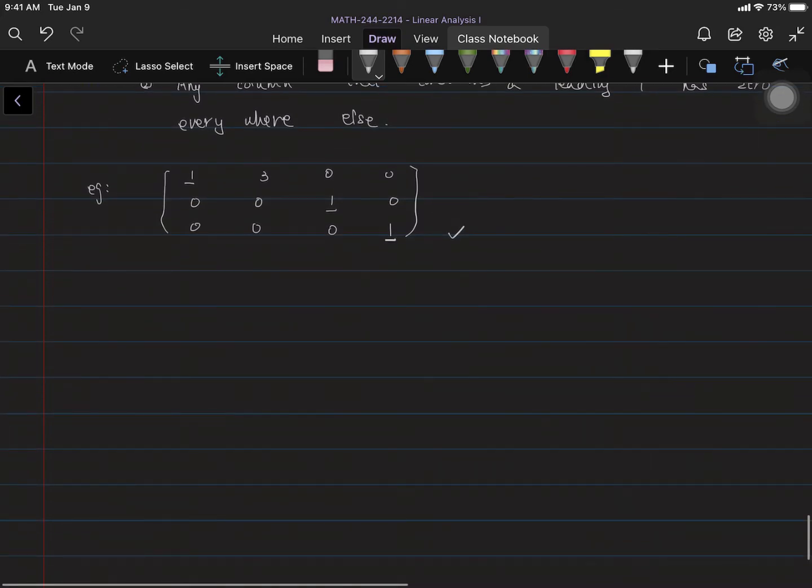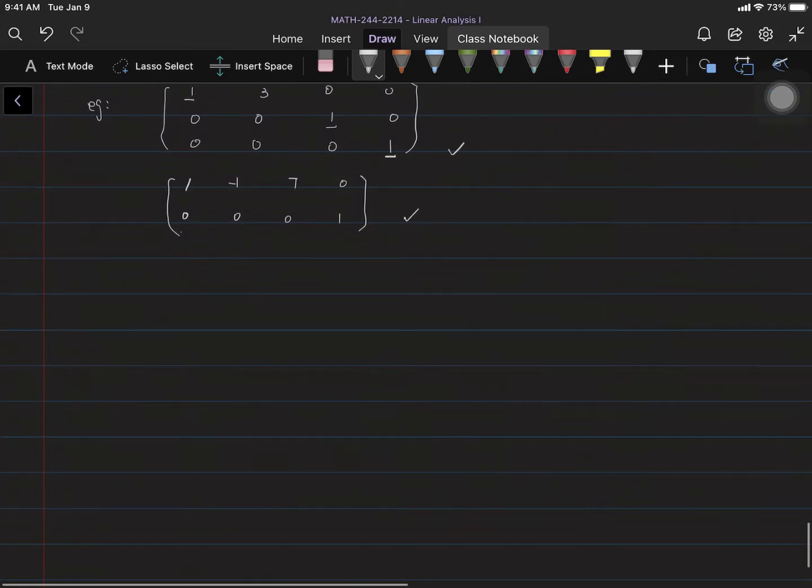Reduced row echelon. Let's see. 0, 91, 7, 0, 0, 0, 0, 1. Okay, this is number 1. This is a row echelon form, right? And there are only 2 leading ones. So in column 1 and column 4, 1 is the only number. That is also reduced row echelon.